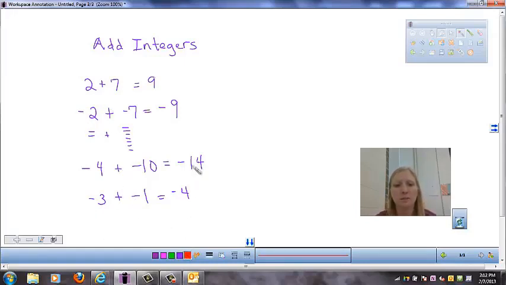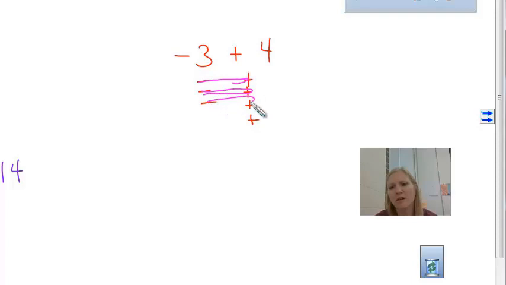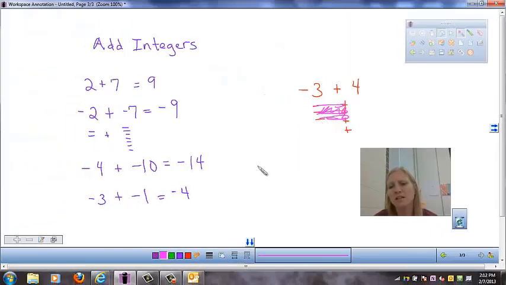Now over here I'm going to try some where you have a positive and a negative. So we're going to try with a positive and a negative. So negative 3 plus positive 4. This one's harder because you basically have 3 negatives and 4 positive signs. Now here's the cool thing. The negatives and positives are opposite, so you can cross them off. So you can cross that one off, and that one, and that one. So these are all gone because they cancel each other. And what do you have left? You have 1 positive, so your answer is 1.